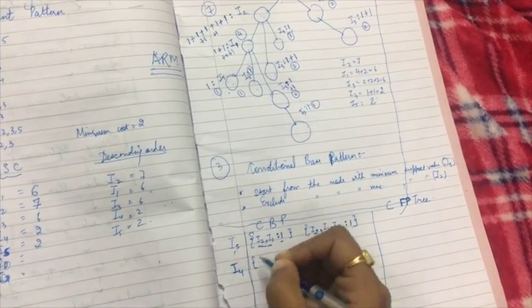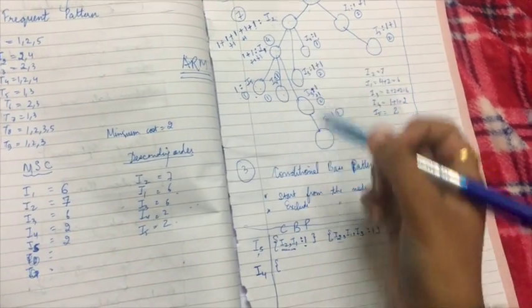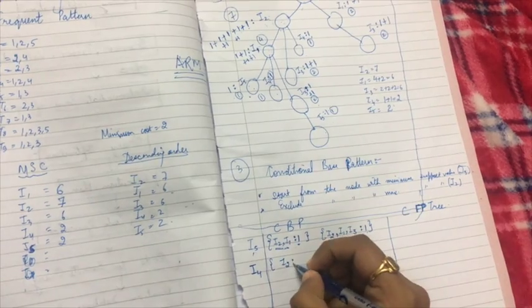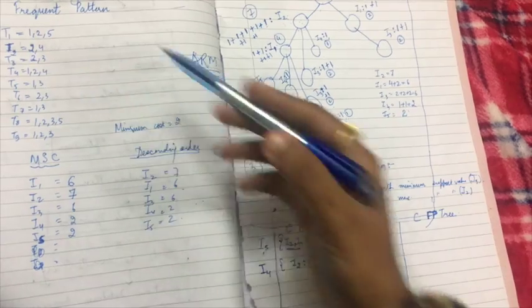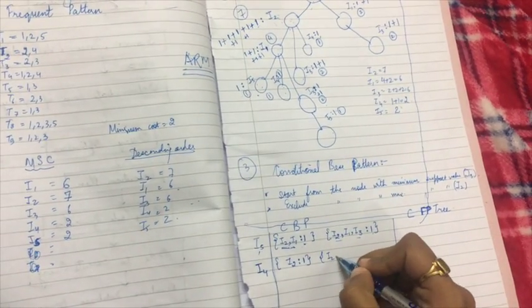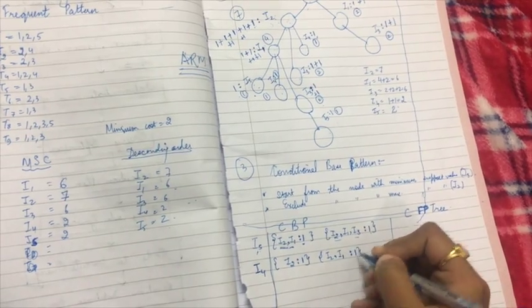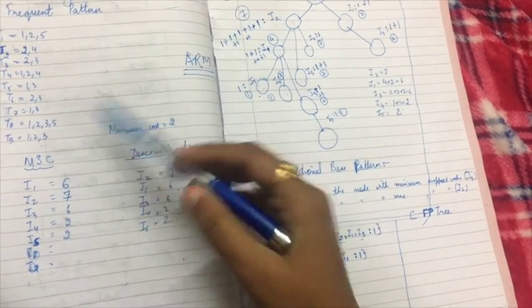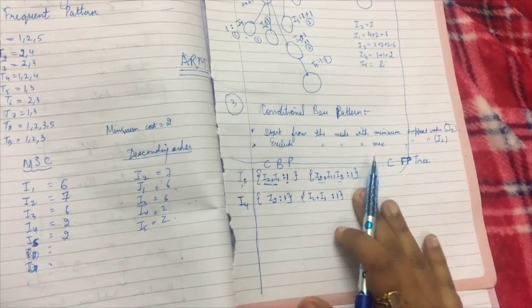For I4, let's look at the transactions. 2 comma 4. So from I2, this path is taken one time. Then for 1, 2, 4, that is I2, then I1, then I4, this path is taken once. Okay, there are no other transactions, so I4 is taken only these many number of times.